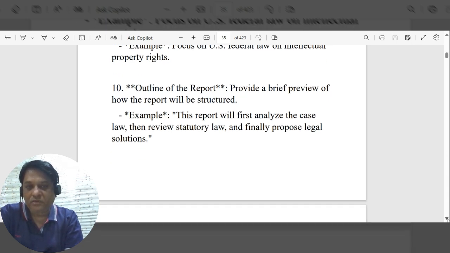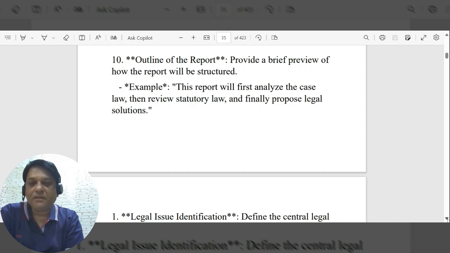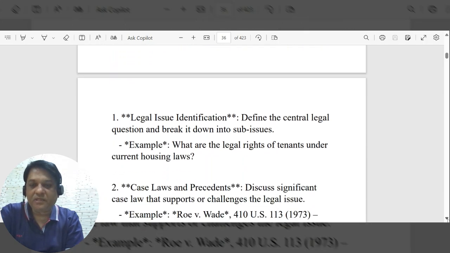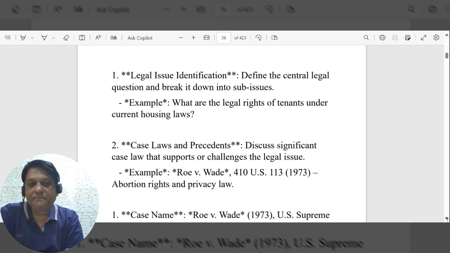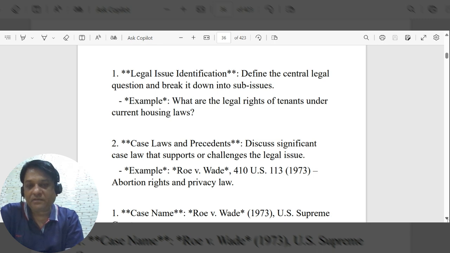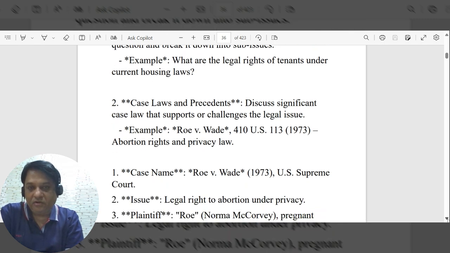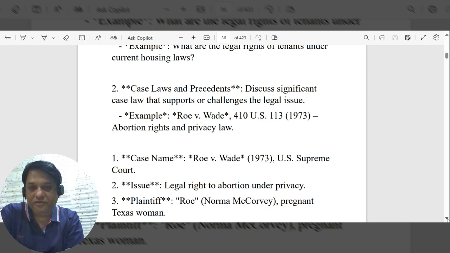Outline of the report, provide a brief preview of how the report will be structured. Example, this report will first analyze the case law, then review statutory law, and finally propose legal solutions. Legal issue identification, define the central legal question and break it down into sub issues. What are the legal rights of tenants under current housing law? Case laws and precedents, discuss significant case laws that support or challenge the legal issues.